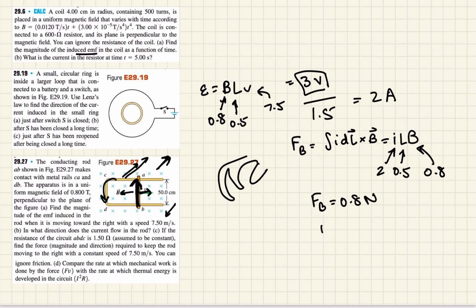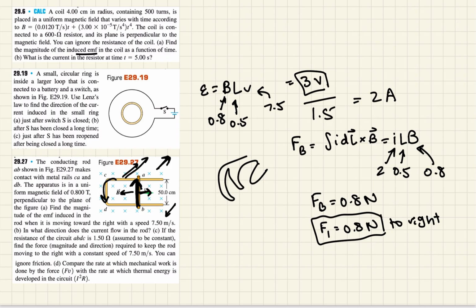And so F1 is 0.8 newtons to the right, because it is asking for magnitude and direction. So it's to the right, positive, whatever works. That's pretty much it for C.